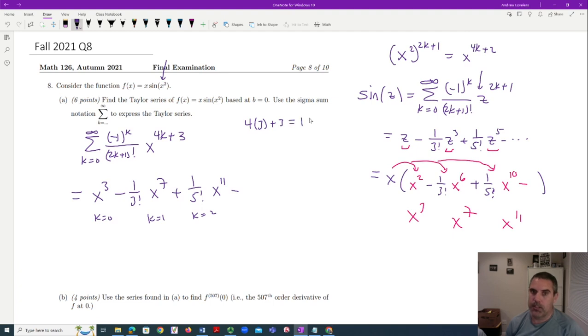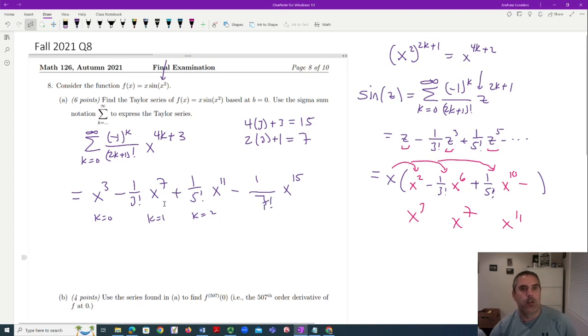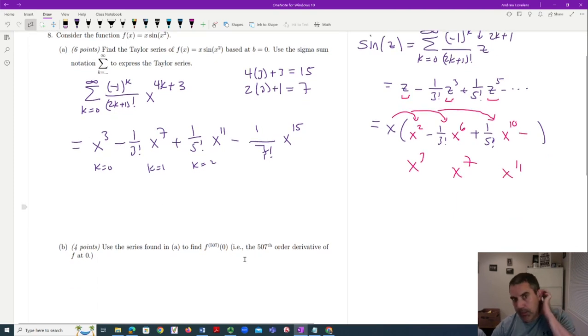The question didn't ask for this. The next one's going to be x to the 15th. And then in front of it, you're going to have a negative 1 to the 3, which is just negative 1. I already have the negative there. And then you're going to have 2k plus 1. So 2 times 3 plus 1. Let's see, that's 7. 7 factorial. Okay, that makes sense. And then it keeps going. You can start to see the pattern. Okay, so the question was about part B.